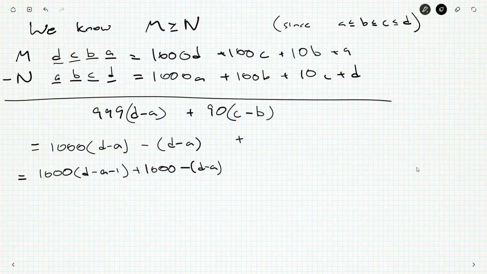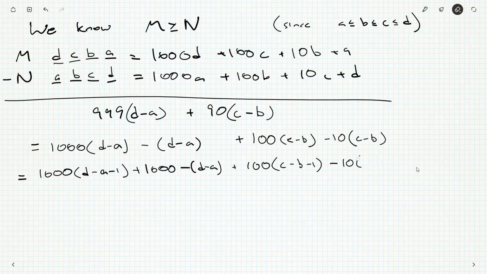So in the same way, we're going to change the 90c minus b's, maybe? Don't know what to do with them. That's the problem. I guess we'll make it 100c minus b minus 10c minus b. And this will be 100c minus b minus 1 plus 100 minus 10c minus b. So the b and the c are really throwing us off here.